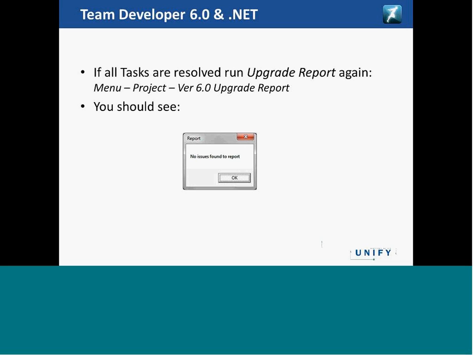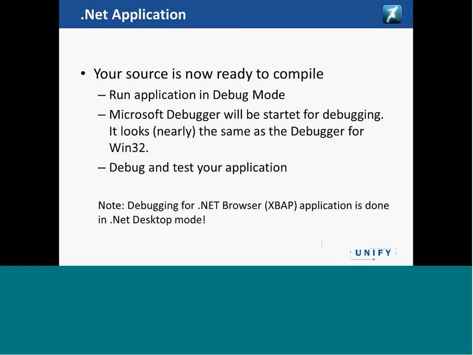At this point, if you have all these problems fixed in the task list and so on, then it should work first of all with the .NET compiler, and you can start with debugging. Your code is now ready to compile. So run the application in debug mode, and the Microsoft debugger will be started for debugging.